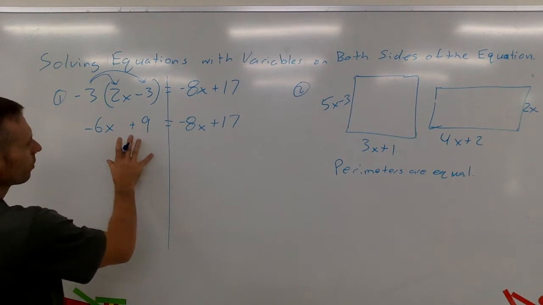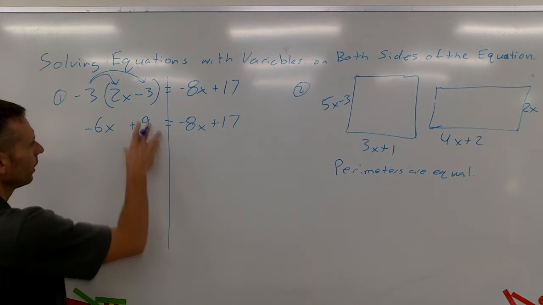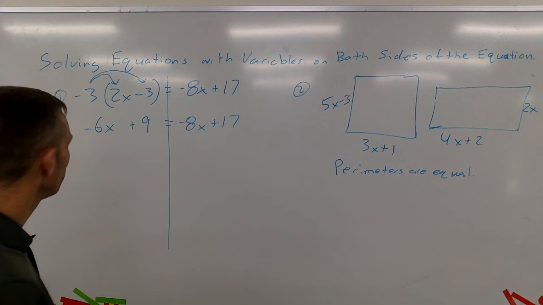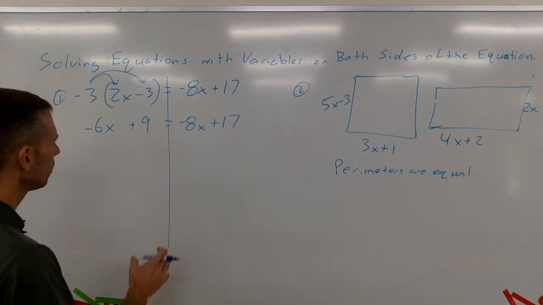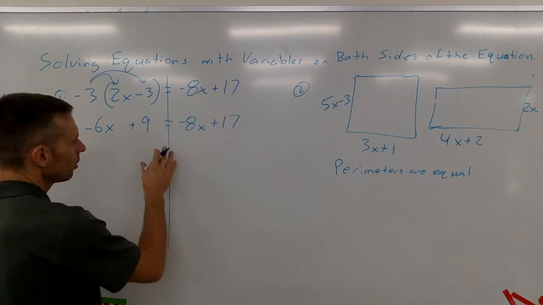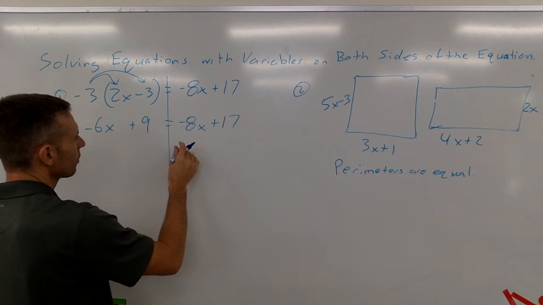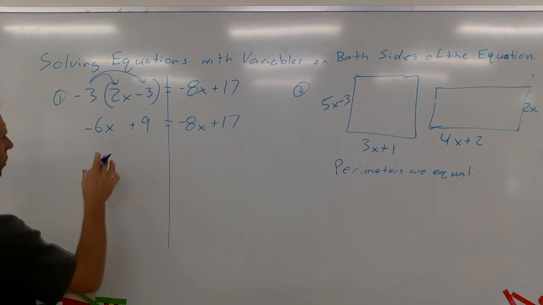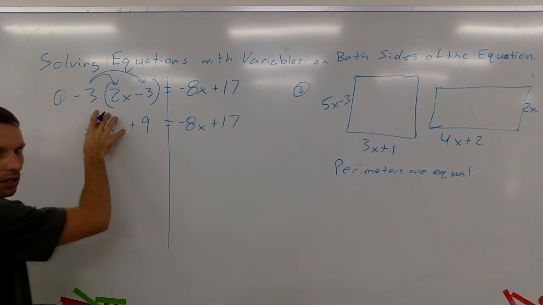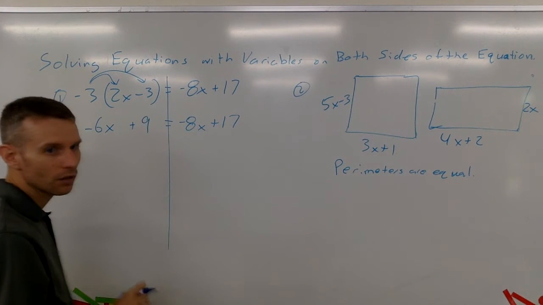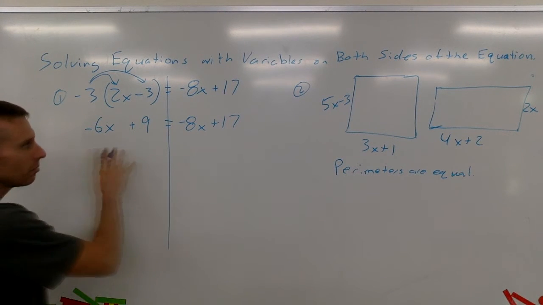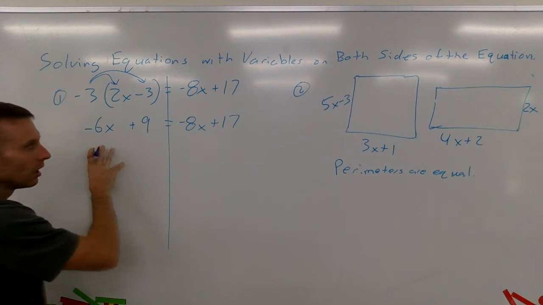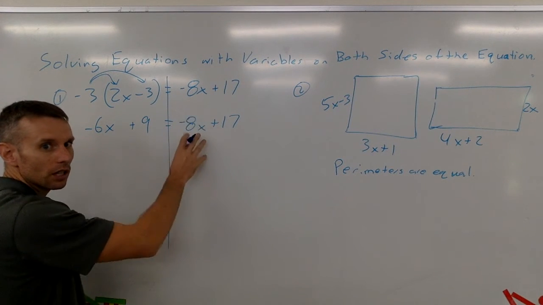Now, I have x's on both sides of the equation, and I have constants on both sides of the equation. So I want to try to start to combine those if possible. You could combine the constants first, but I'm going to combine the x's first. In order for me to do that, I can either have a negative 6x over here and a negative 8x over here. I could add 6x to both sides, right? If I added 6x over here, that would cancel. If I added 6x over here, I'd get negative 2x.